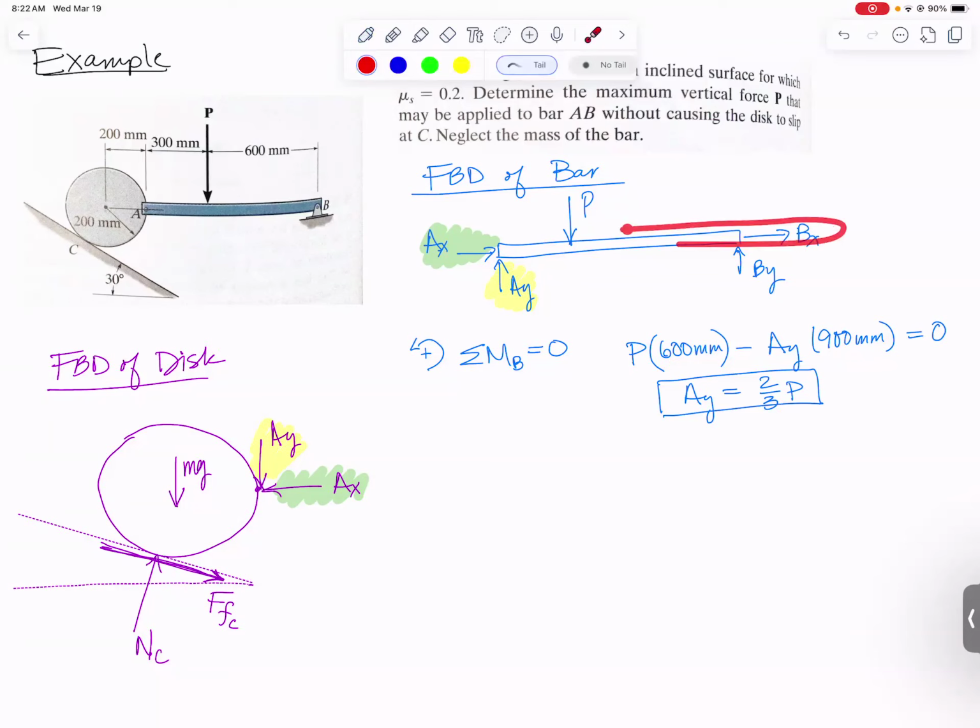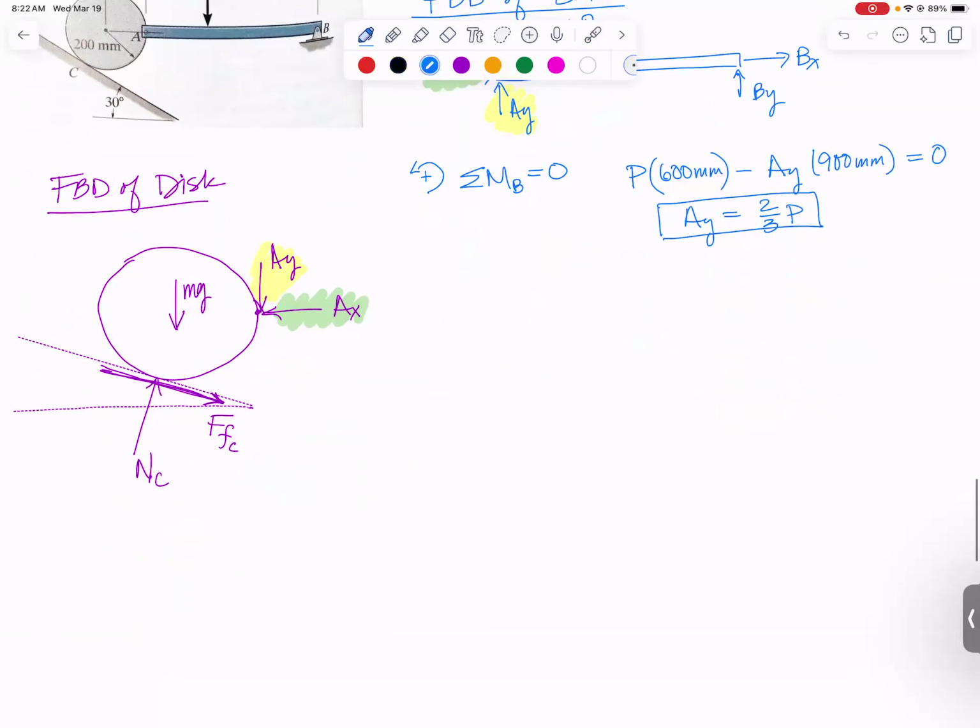And it turns out we don't need to do anything else with this diagram, because if you sum forces in the X, all it's going to do is solve for BX. And if you sum forces in the Y, it's just going to help you solve for BY. And I don't think we actually are going to need those, because now I can put information about P directly on this other diagram, and I think we can solve the rest of the problem using this diagram alone, which doesn't have BX or BY on it. Done with the blue diagram. On the purple diagram, we're going to say AY is equal to 2/3 P and just use that going forward.